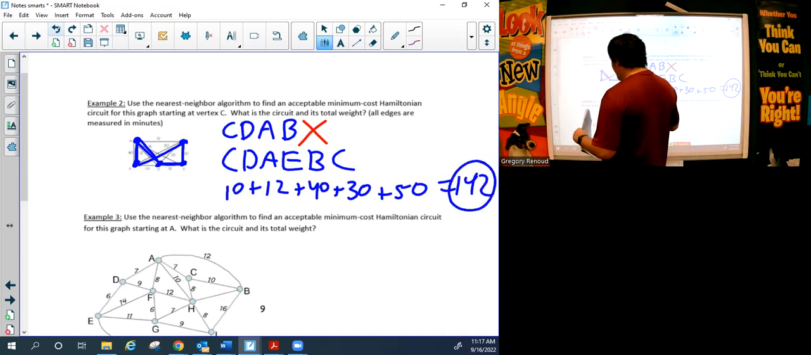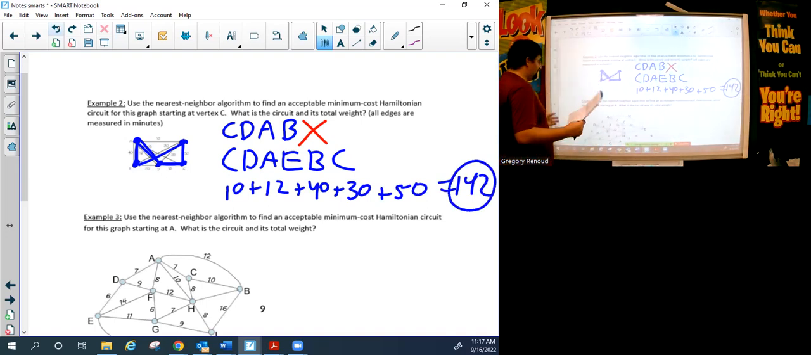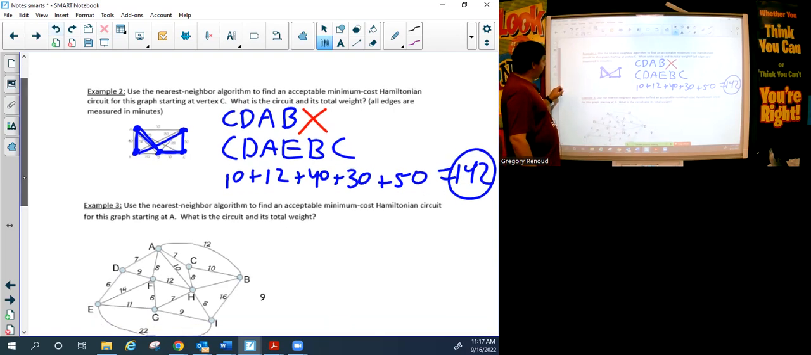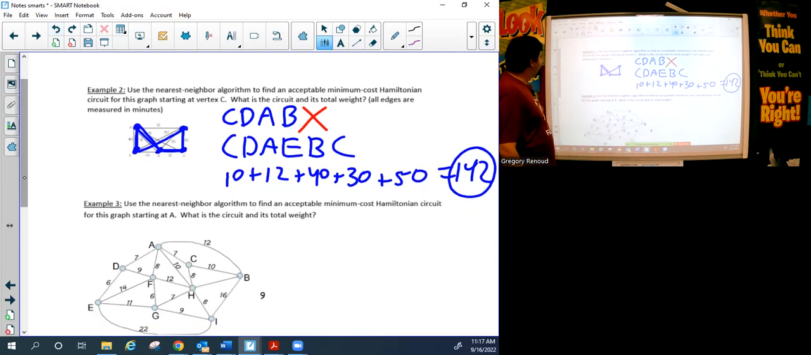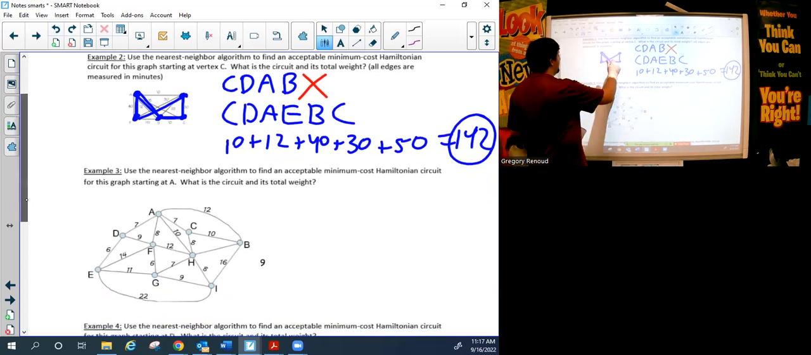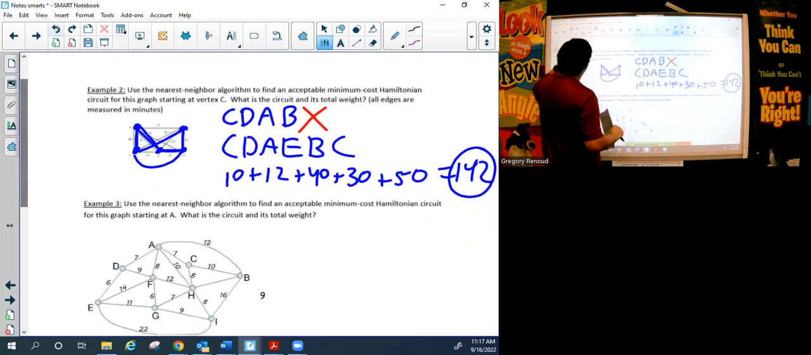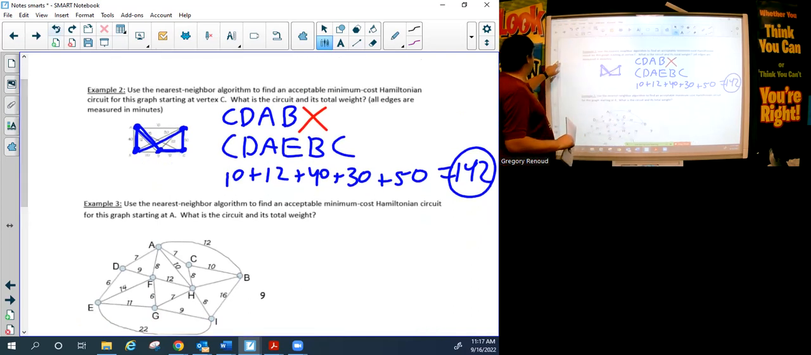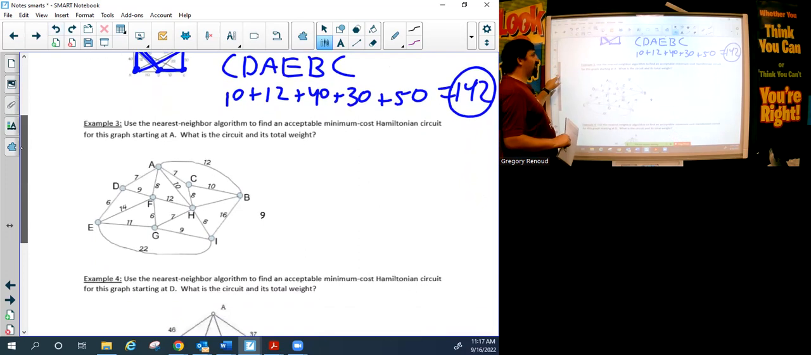Again, not guaranteed to be the best option, but it's definitely better than finding all the possible Hamiltonian circuits within this figure. This is a completed graph, I believe. Nope, sorry, not a completed graph. C is not connected to over there. So not a completed graph. So no easy way to calculate how many Hamiltonian circuits, but there's a lot of them.